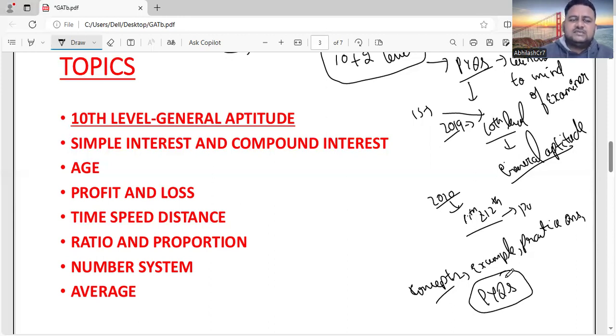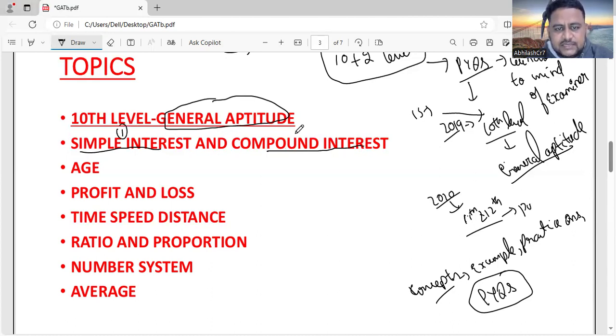So first thing is, when we look at the 10th level, it is nothing but the general aptitude that is being asked, friends. So the first topic is simple interest. Another one is compound interest. From simple interest, one question is being asked, and from compound interest also one question is being asked.